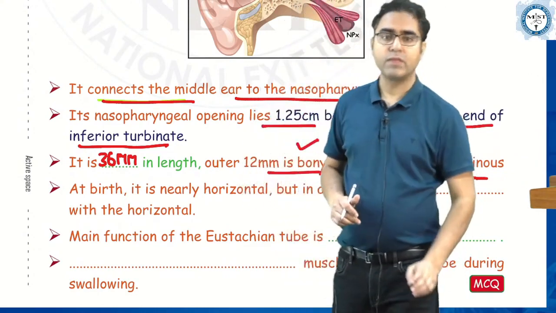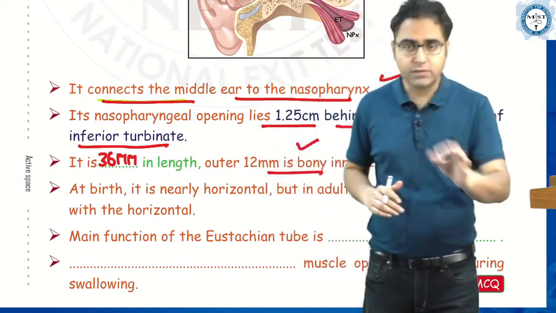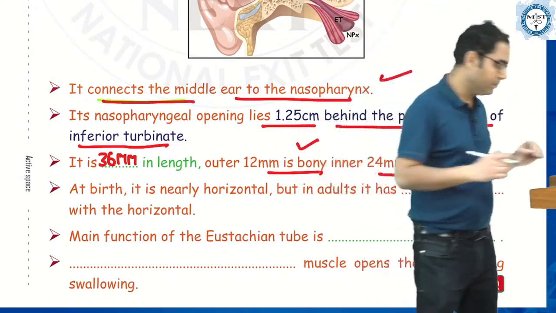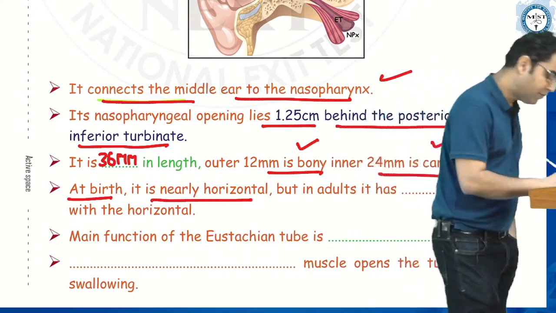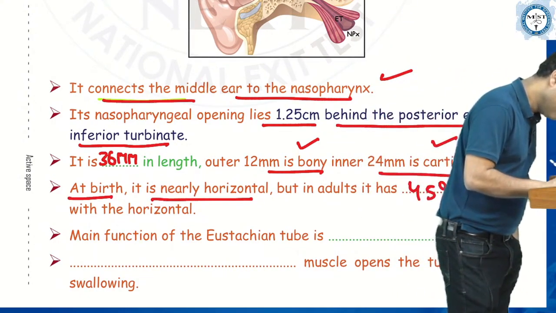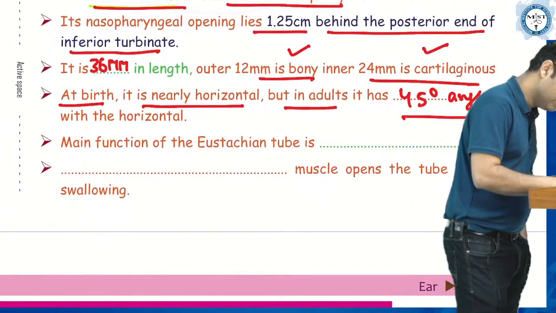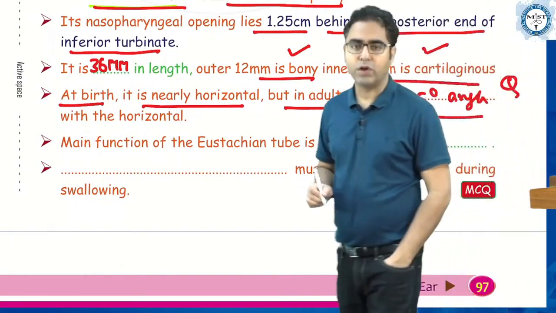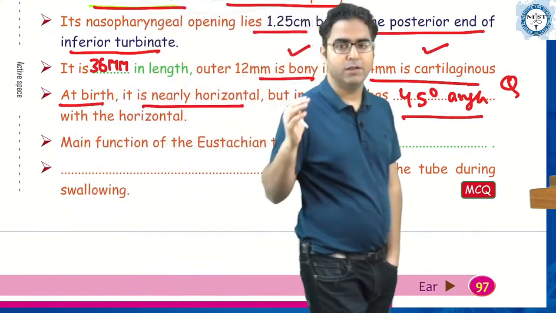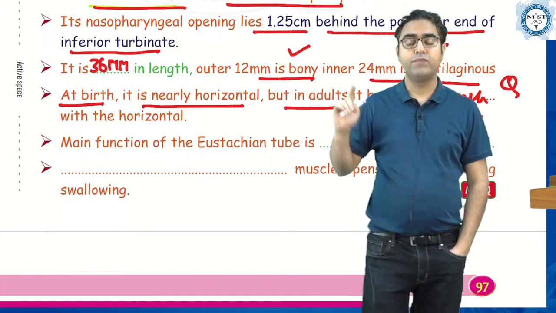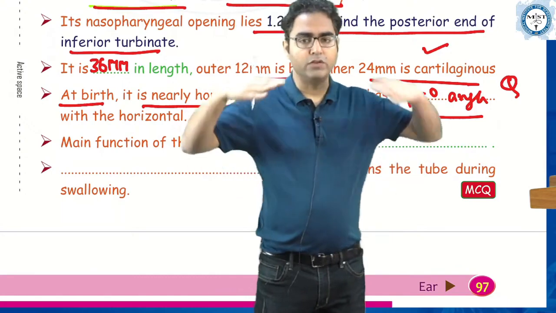At birth, it's a nearly horizontal tube. But in adults, it has a 45-degree angle with the horizontal. In children, it's nearly horizontal, but in adults, it has a 45-degree angle. Anybody, what was the angle of the tympanic membrane with horizontal? 55 degree. What is the angle of the Eustachian tube with horizontal in adults? 45 degree. In children, there is no angle, it's horizontal.